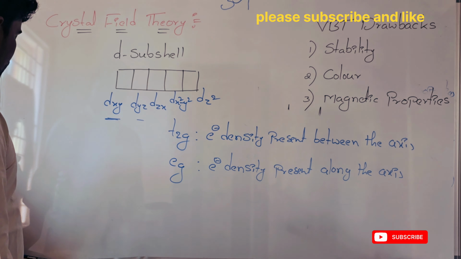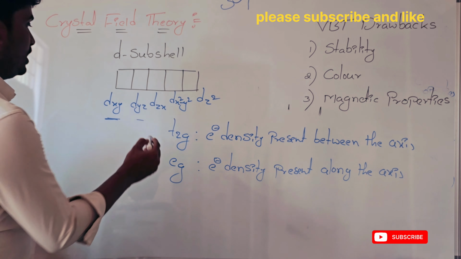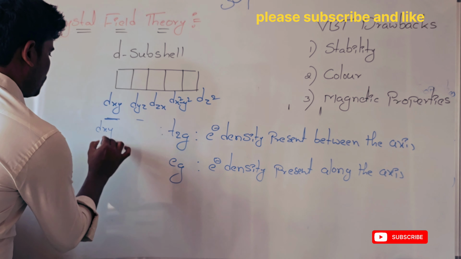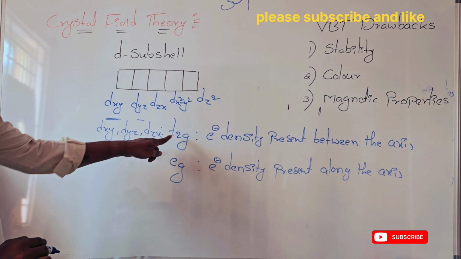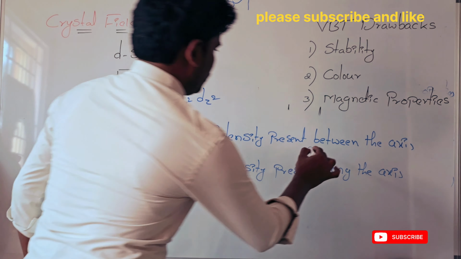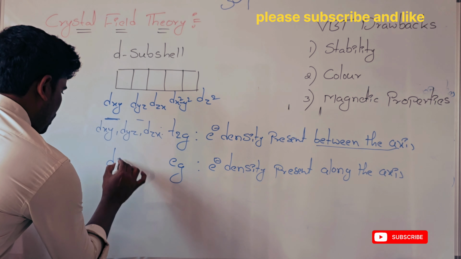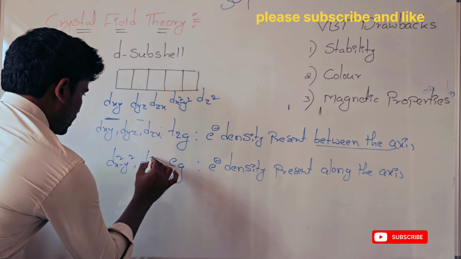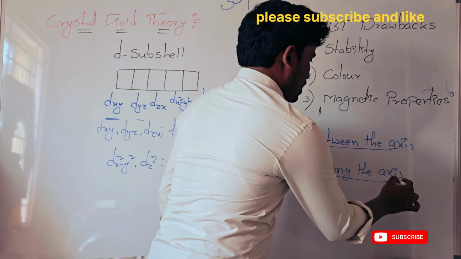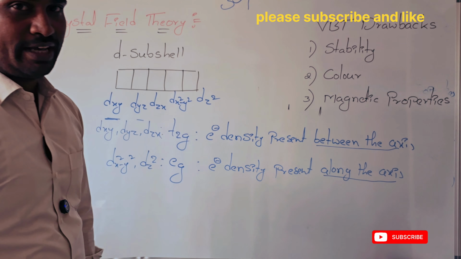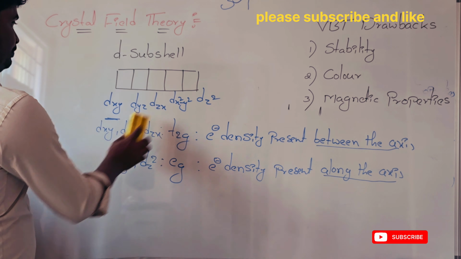Which d orbitals exist along the axis? Which d orbitals exist between the axes? The d orbitals dxy, dyz, dzx are called t2g orbitals. The electron density exists between the axes. The remaining 2 orbitals, dx square y square and dz square, are called eg, with electron density present along the axis. How do they revolve, between the axes or along the axes? Look at the orbital diagrams also.